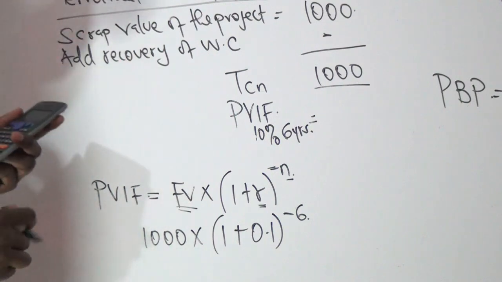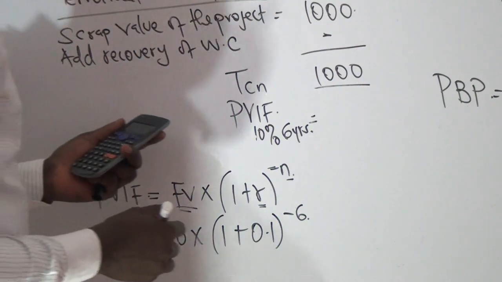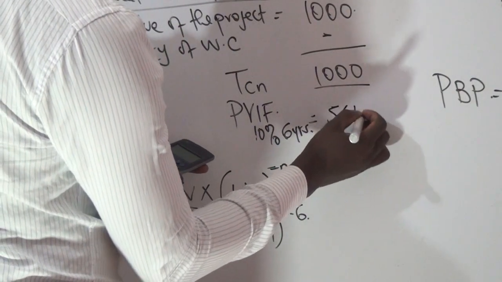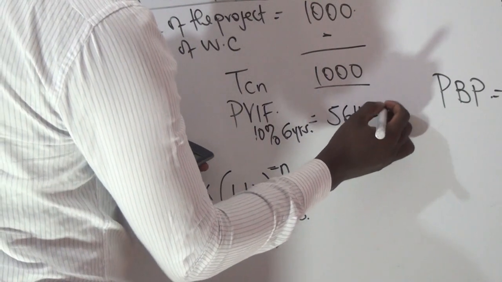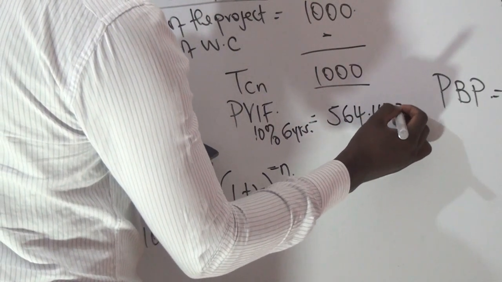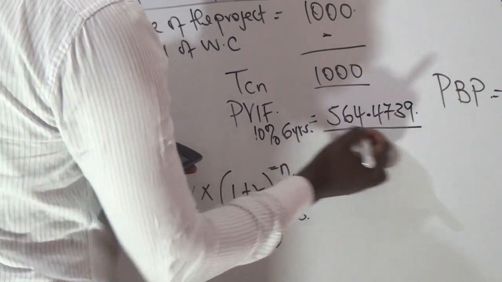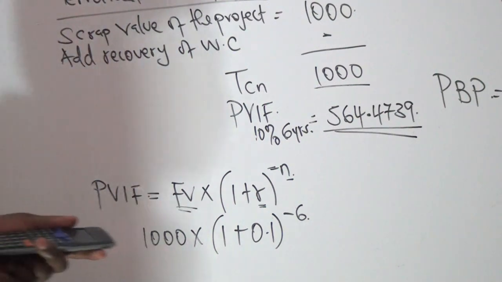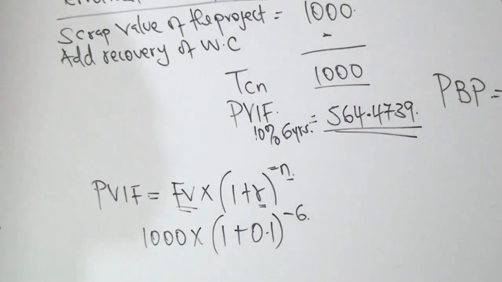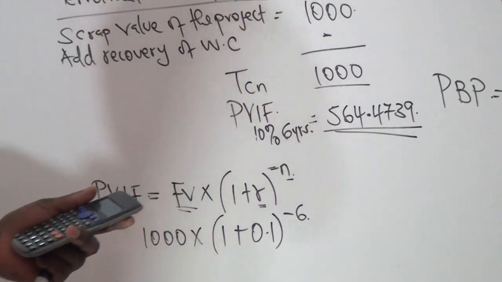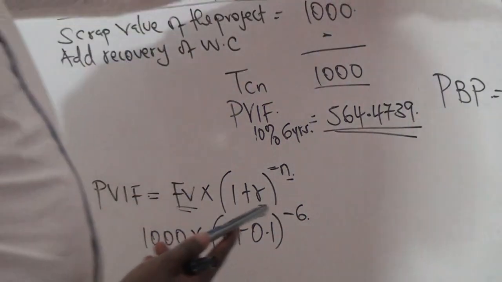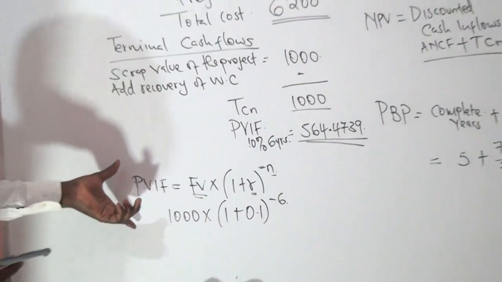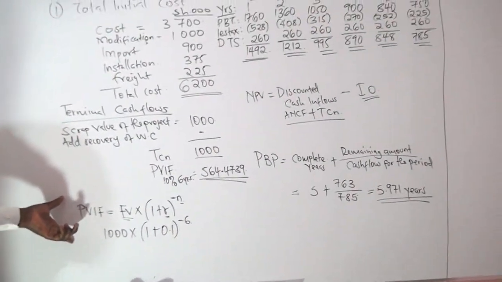This gives us 564.4739. That is the present value interest factor for the terminal cash flow, 564.4739. So in this case again, we'll discount the annual net cash flows for every period. For every period, we shall maintain the same formula.